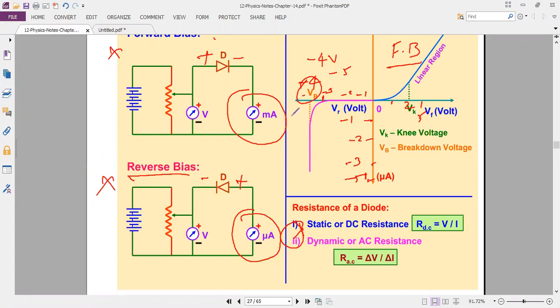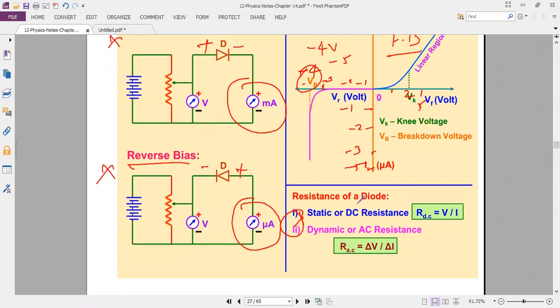Clear? Any doubt? If you have any doubt in this diagram, you can ask. One minute, I will open your textbook. Everyone take your NCERT textbook.